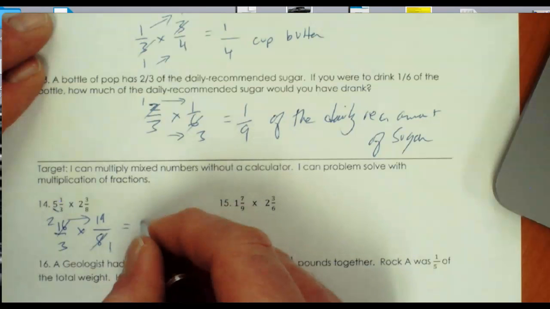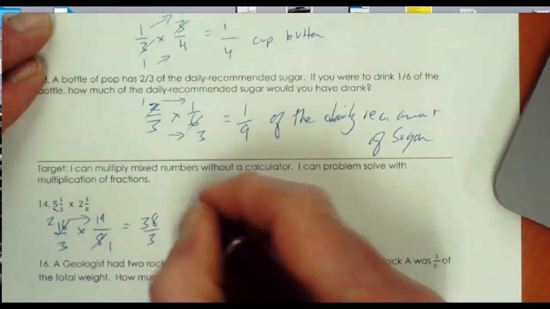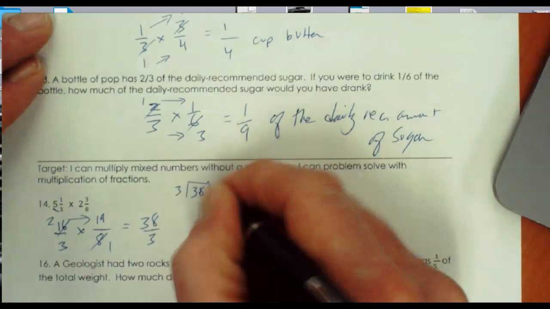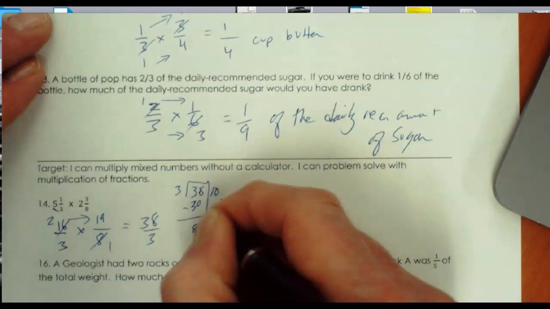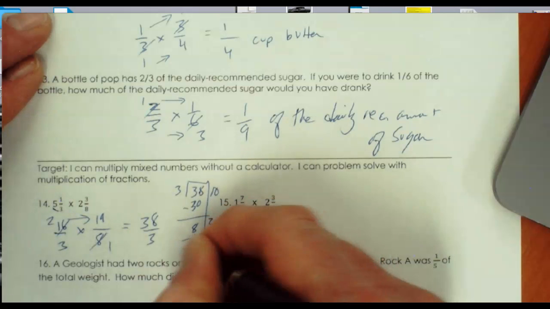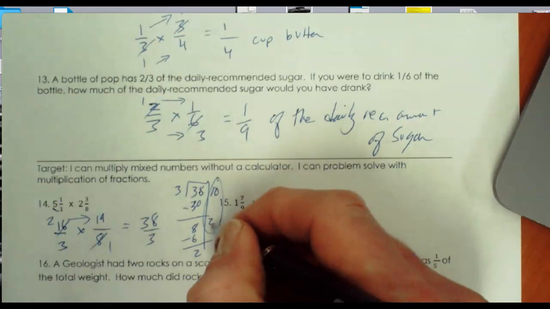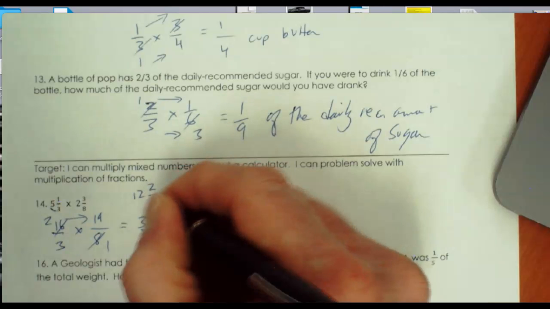2 times 19 would be 38. 3 times 1 is 3, so 38 divided by 3. Well, I could put it in there 10 times. That would be 30. We've got 8 left. I could put it in there 2 more times. 2 3s is 6. So we have a remainder of 2. So here's your answer. 10 plus 2 is 12, and 2 parts out of 3.